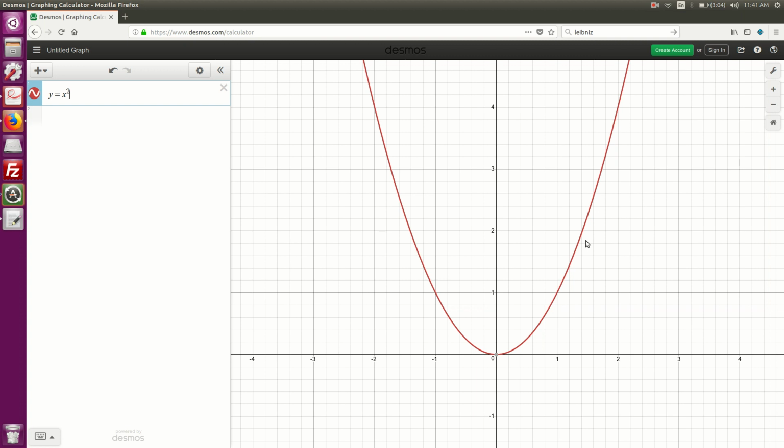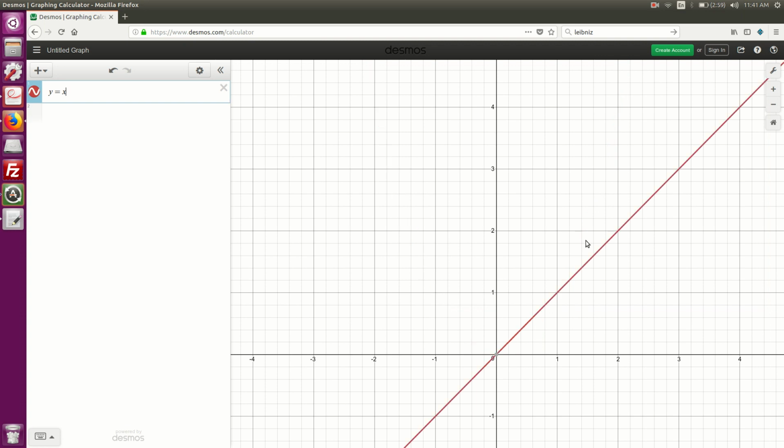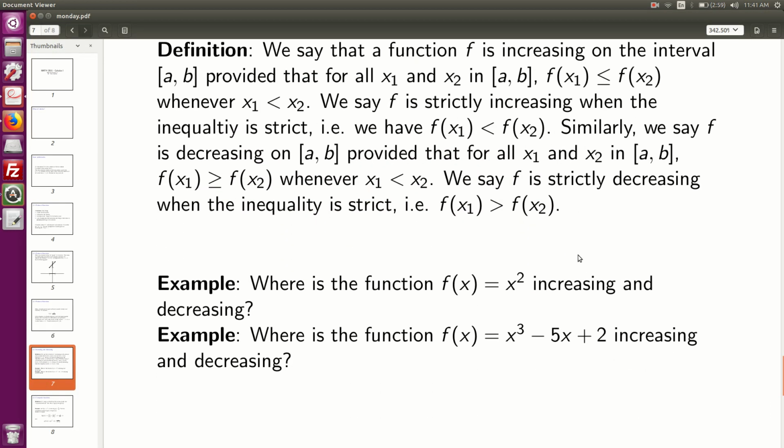Of course, we can have much wilder behavior. I mean, you've seen in trigonometry, say, sine and cosine functions, they oscillate forever. They increase and decrease alternatingly ad infinitum. So usually we will end up calculating these using basic calculus. Let's look at this other example.